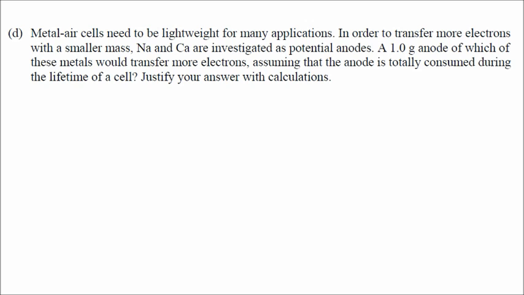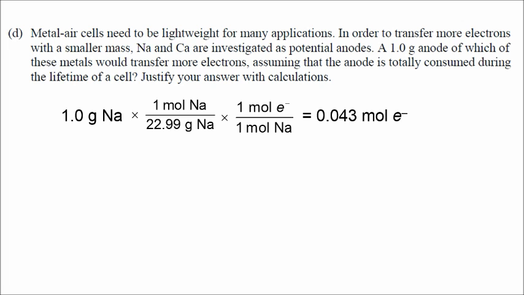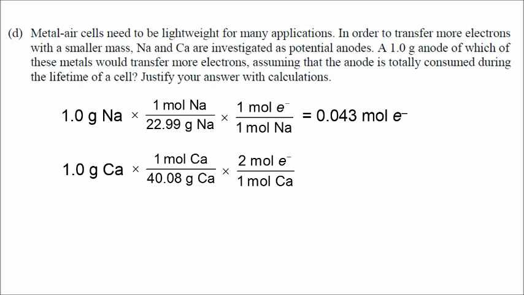All right, these metal air cells need to be lightweight, so let's take a look at sodium versus calcium as potential anodes. If we have 1 gram of sodium and 1 gram of calcium, which one is going to transfer more electrons? A common mistake would be to forget that sodium and calcium actually have different numbers for their moles of electrons. You can't just convert from grams to moles and compare the moles of sodium and calcium.